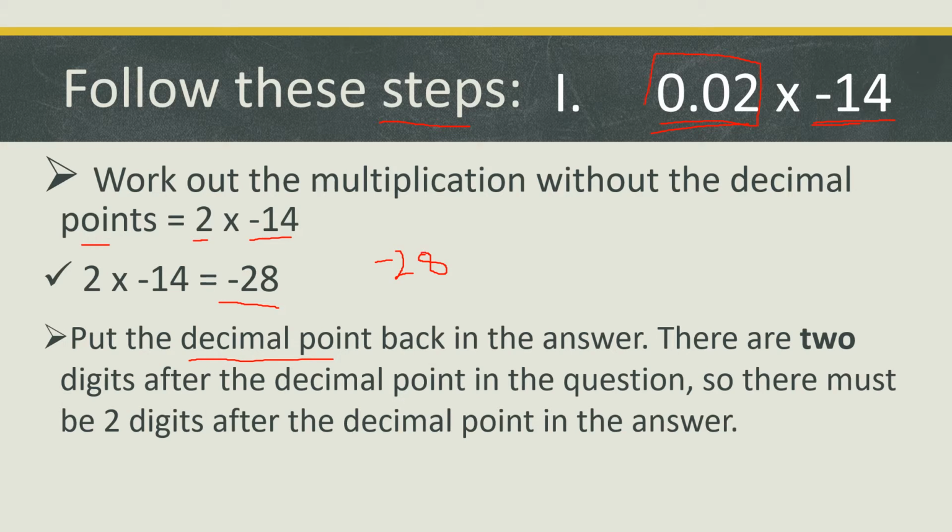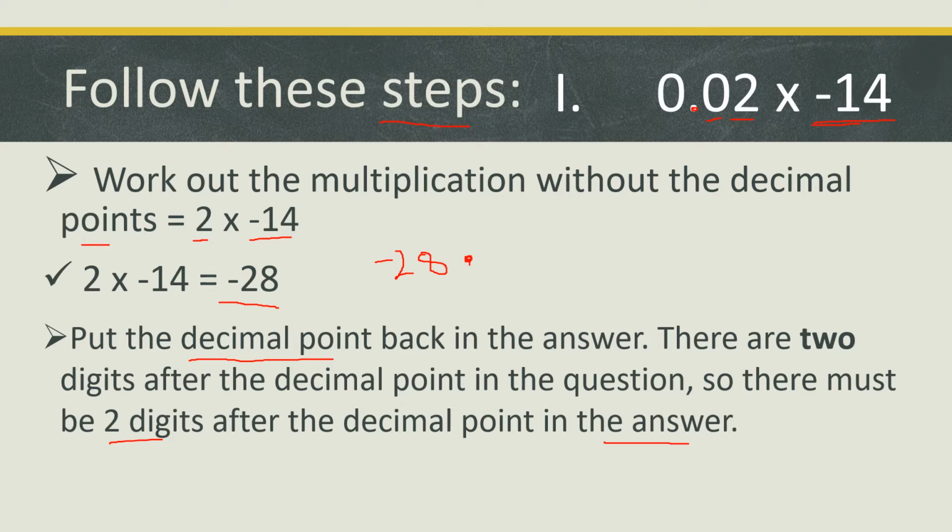So as you know, there were 2 digits after the decimal point. So this is actually referring to 0.02. So there were 2 digits after the decimal point. So therefore, there must be 2 digits after the decimal point in the answer as well. So how are we going to do this? This is a decimal point. So now there must be 2 digits after the decimal point.